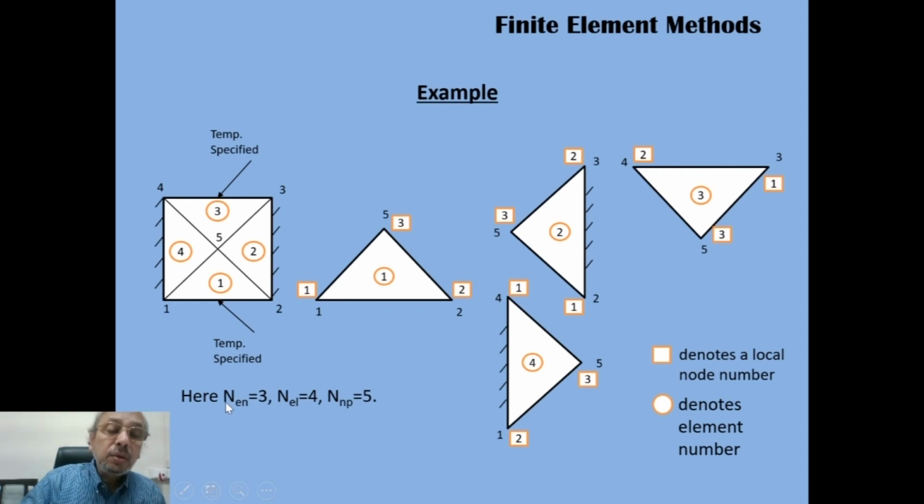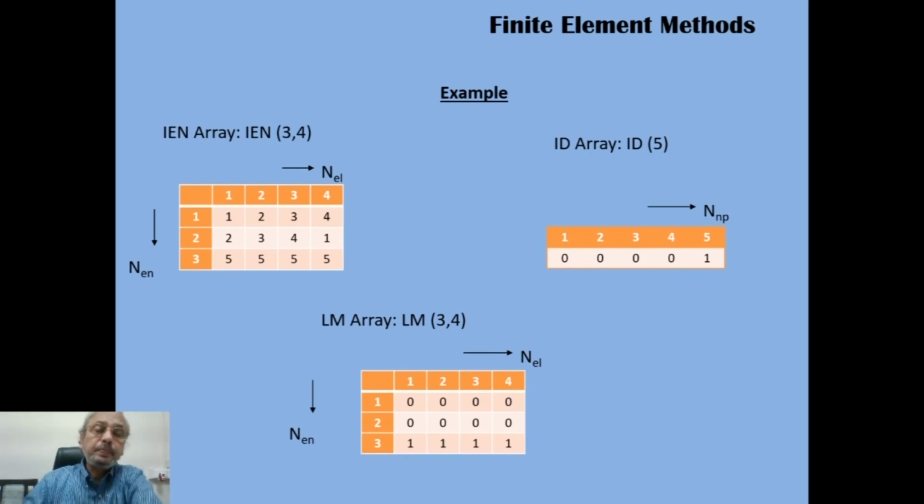So the NEN, that is the number of local nodes, is 3, the number of elements is 4, and the number of global nodes is 5. And then when you read, you have to use this slide for the next slide. Without looking at this slide, the next slide cannot be made. So back and forth you have to keep looking.